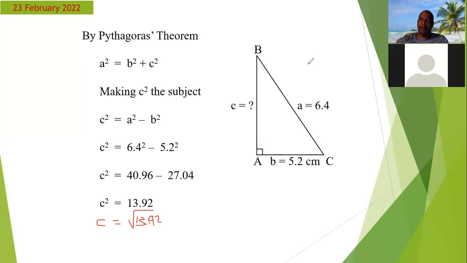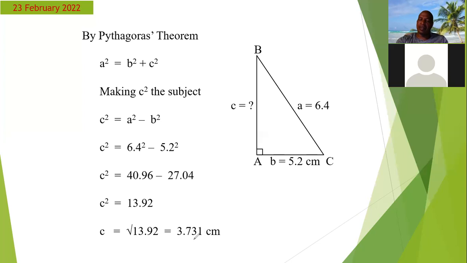All right, guys. So here, when we find the square root of 13.92, we get 3.731. Now, this answer gives you 3 decimal places, but the numbers in our question are rounded off to 1 decimal place. So to make your answer compatible with what you are working with in the question, you have to round off your answer to the same number of decimal places that your question has.